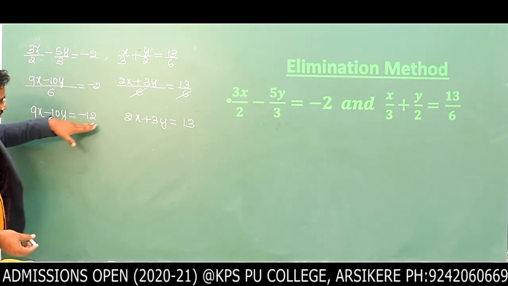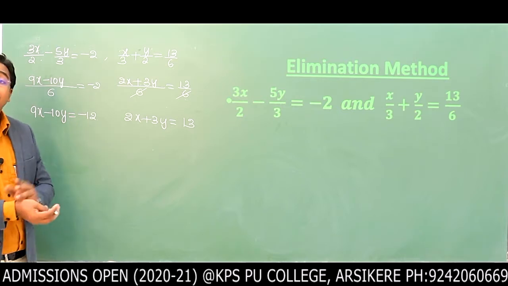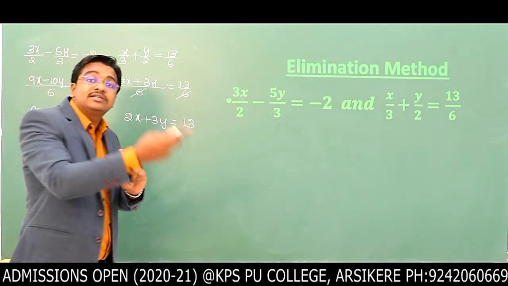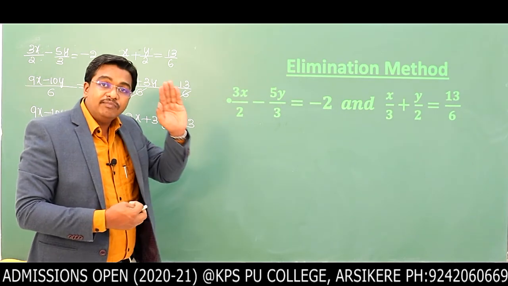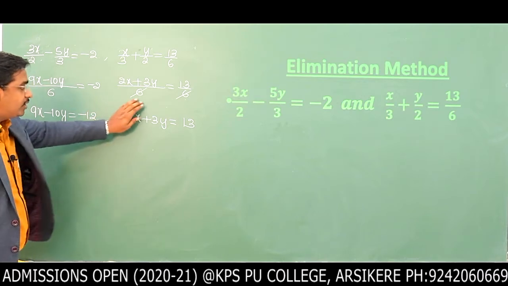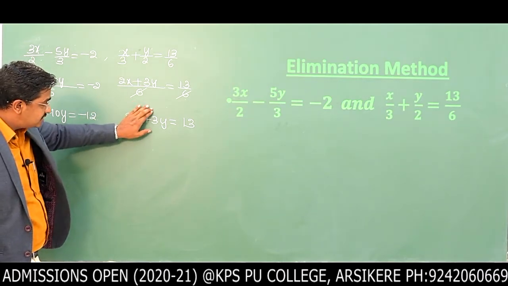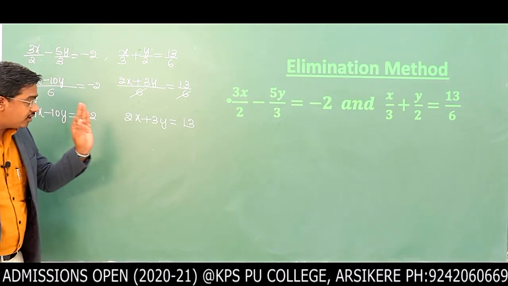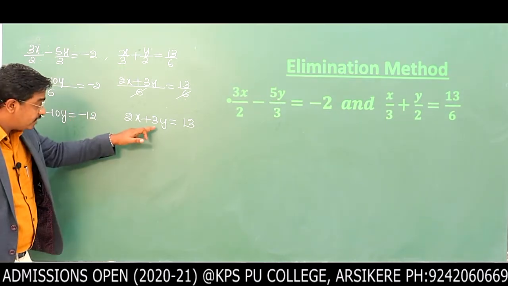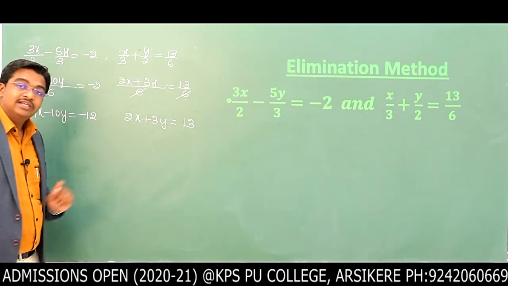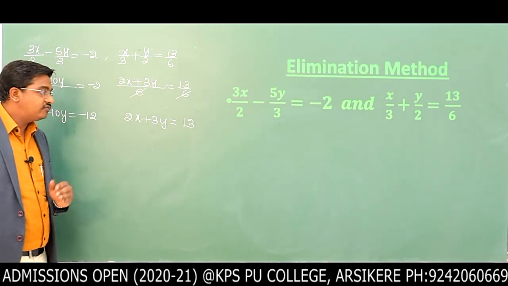Then how to find the solution of this equation using the elimination method? We already discussed that either we have to eliminate x or y. If you want to eliminate x, the coefficient of x must be the same in both the first equation and the second equation. If we want to eliminate y, the coefficient of y must be the same in the first and second equation. Then how to simplify? Observe here.